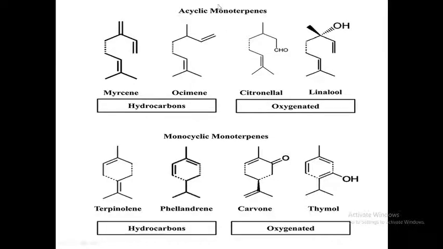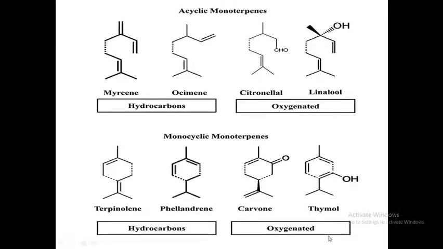So these are some different structures of monoterpene, whether acyclic or monocyclic. You can see different types of terpenes: myrcene, which we have already studied, is acyclic. Then ocimene is again an acyclic monoterpene. Then citronellal is also an acyclic monoterpene. Then linalool, which we have already studied, is an acyclic monoterpene.